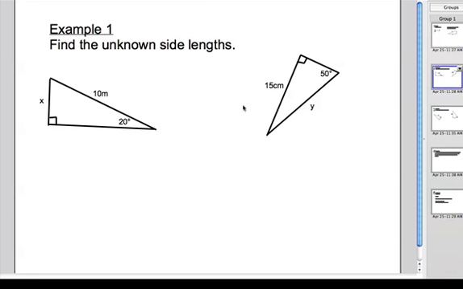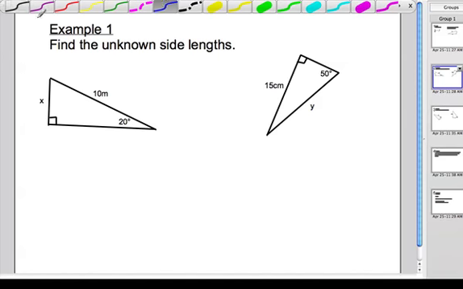Hello, this is Mr. Collier, and today we're going to be finding unknown side lengths using trigonometry. In these questions we have an angle in a right triangle and one of the sides. We can use that information to find the missing side lengths in triangles. So we're going to use trigonometry to do that.